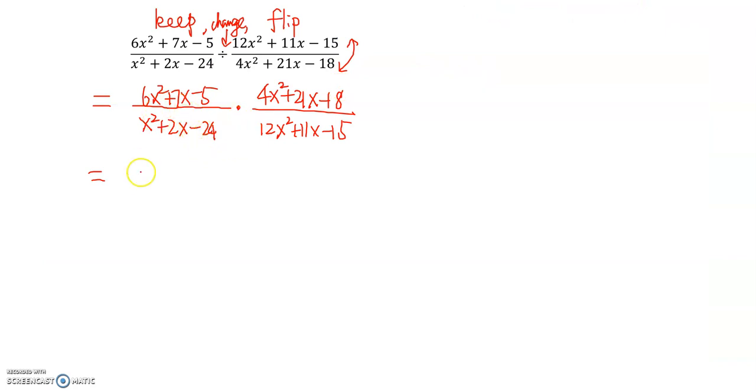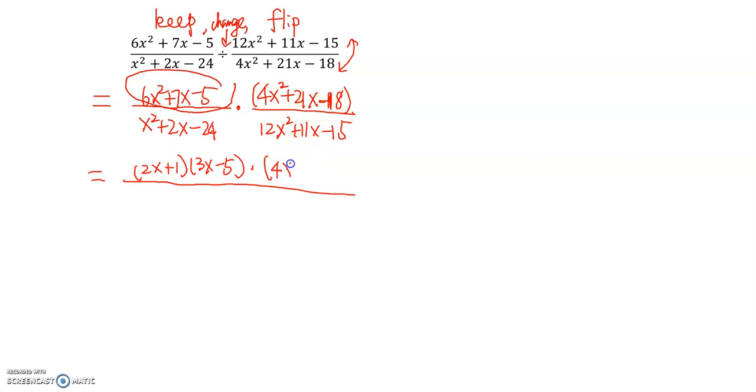Again, in order to see what common factors they have, instead of writing down one more copy of each of them, I'm going to factor each one here. So let's factor this trinomial: 2x plus 1 times 3x minus 5, the first trinomial. And the second top, this is minus 18 right here, so we can factor that as 4x minus 3 times x plus 6.